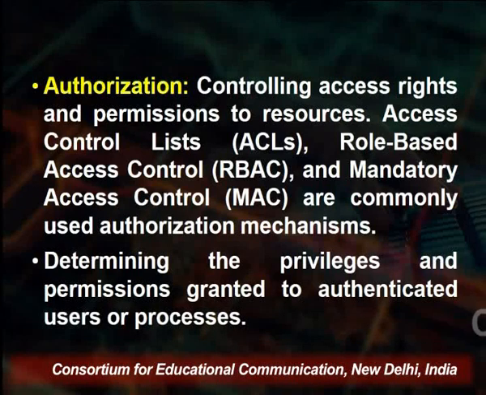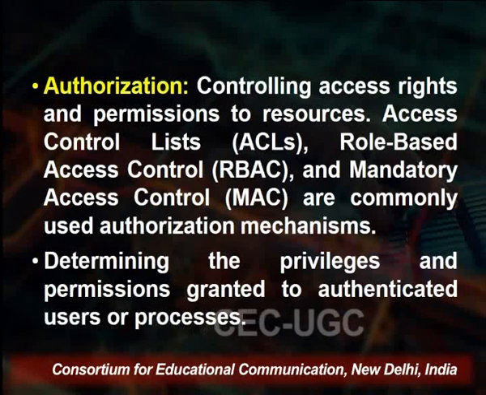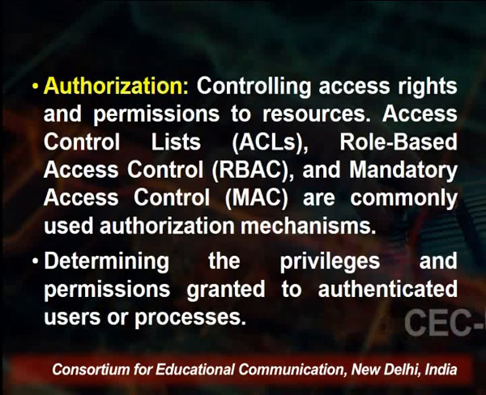In these types of authorization mechanisms, one is supposed to determine the privileges and permissions granted to authenticated users or processes. So which particular user or which particular process is allowed which particular activity has to be determined by what permissions and privileges are being given. Now, three terms we have seen as the commonly used authorization mechanisms: one is access control list ACL, another is role-based access control RBAC, and mandatory access control.